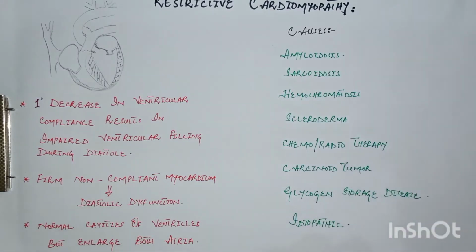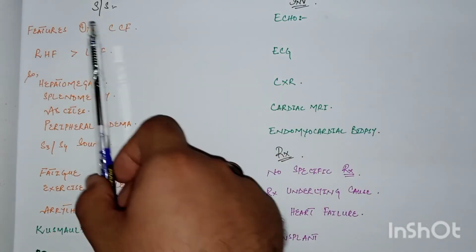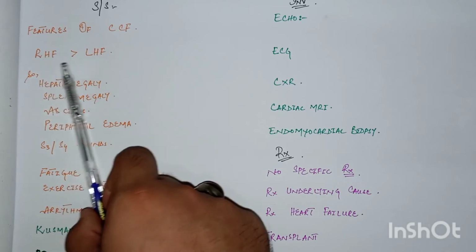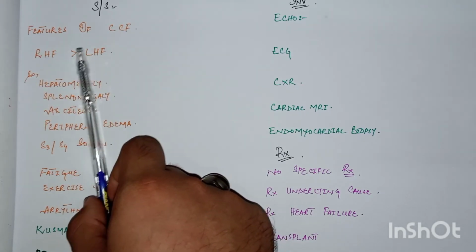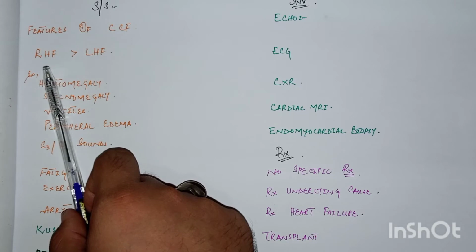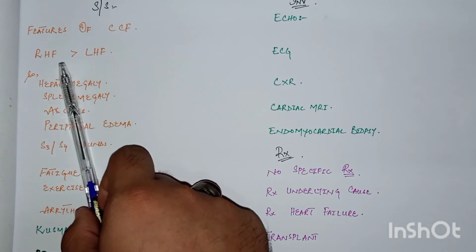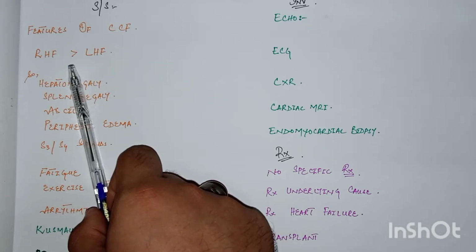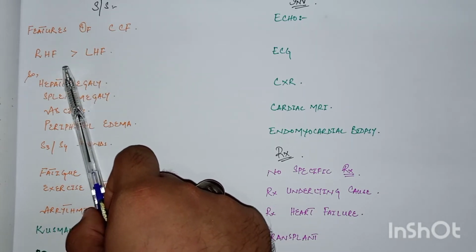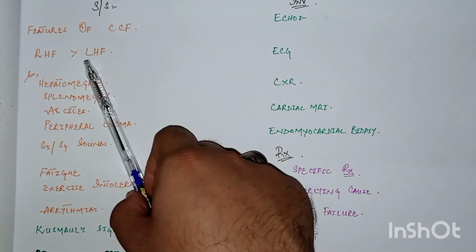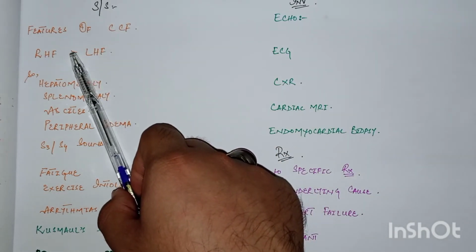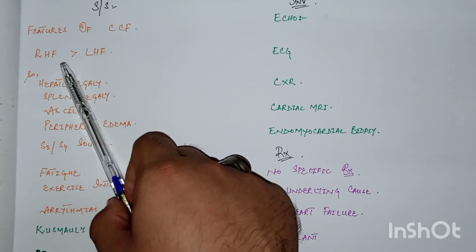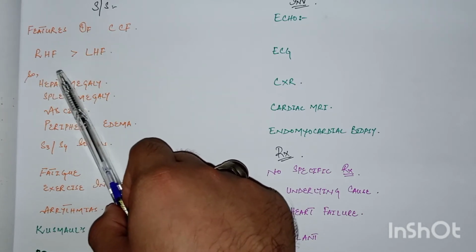Now come to the clinical features. The features of congestive cardiac failure are present, but the right heart failure features are more dominant as compared to left heart failure. Because of the diastolic dysfunction and more pressure in the ventricles during the diastolic phase, that is increased end diastolic pressure, there is increased backward pressure. So if there is increased pressure in the right ventricle, it leads to increased pressure in the right atrium, then more pressure in the superior vena cava, which leads to venous congestion in the body.